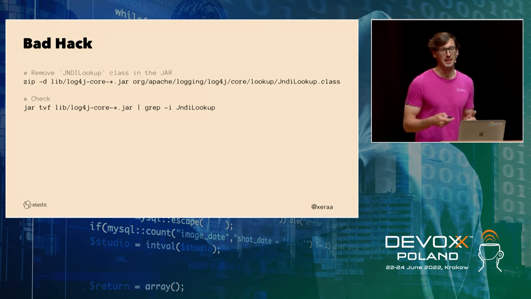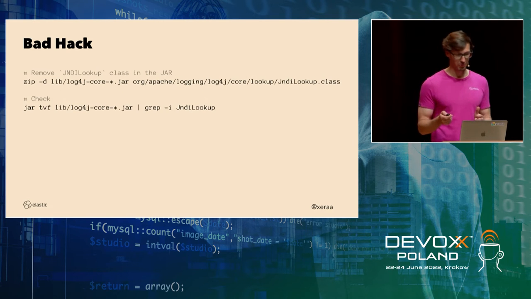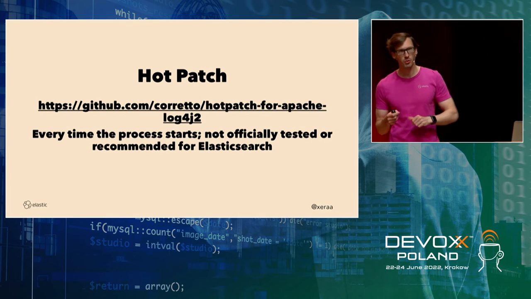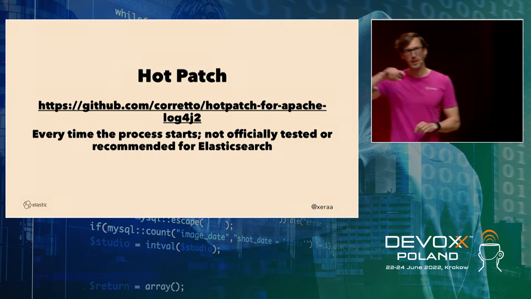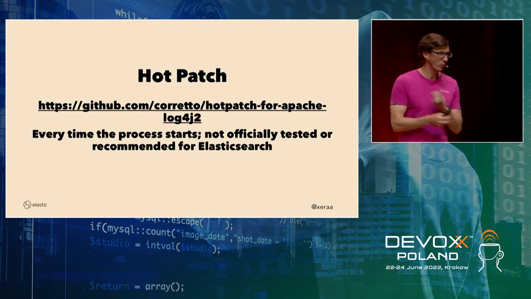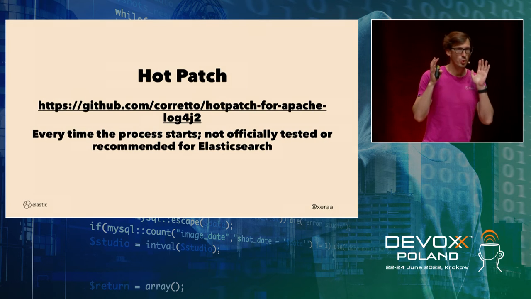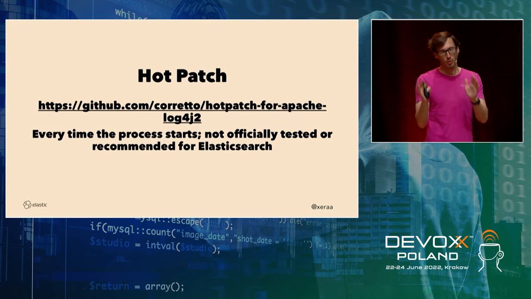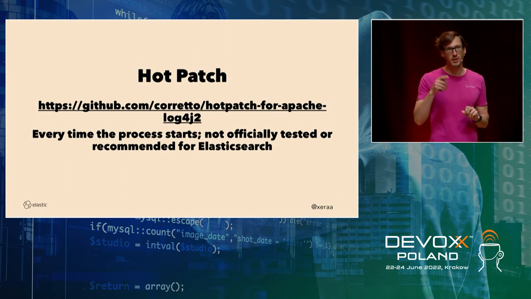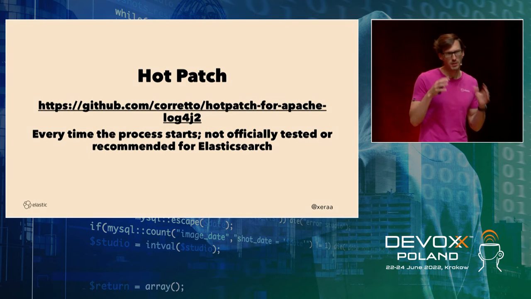But yeah, those are hacks and not really recommended. There is also a hot patch from Amazon Coretto, which would basically patch the JDK or the JVM at runtime and actually close that attack vector. So you don't need to restart your server or your process, but you can just apply that at runtime. The downside is you would need to apply that every time you restart the JVM because it's only a runtime patch.